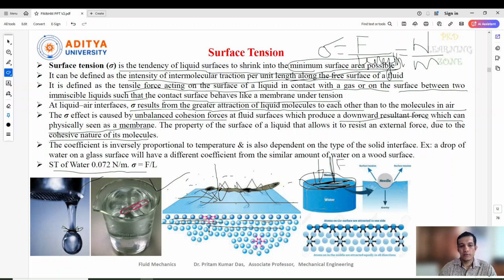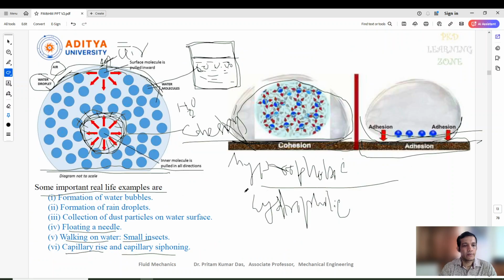If this insect has more weight and its surface area is small, then it is not able to walk on the water. So you can see how much length is giving some kind of force. That means the force is distributed over different zones. The force acting on the surface of the liquid is able to resist the weight of these insects. That's why it is able to float on the water. So this is the main concept of surface tension.